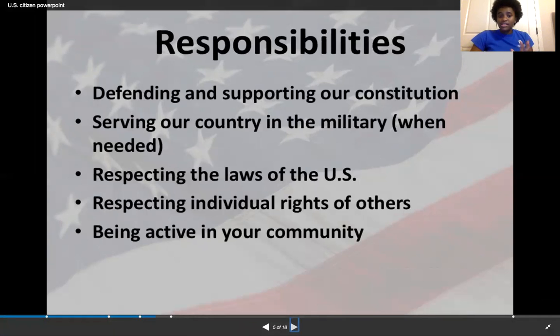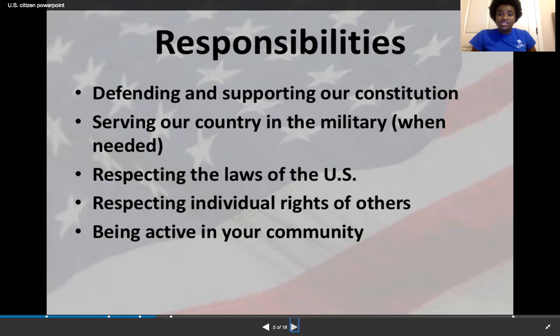Then we have some of our responsibilities. So defending and supporting our Constitution. So whatever's in the Constitution, all of the rules, regulations, laws, we are defending it as a responsibility of a U.S. citizen. Serving our country in the military when needed. So that's not everybody. You don't have to say bye to mom right now, but some people like to serve. Like my parents have served in the military. My uncle, a lot of people in my family have served because that was their calling. But that's one of the responsibilities if you choose to take it.